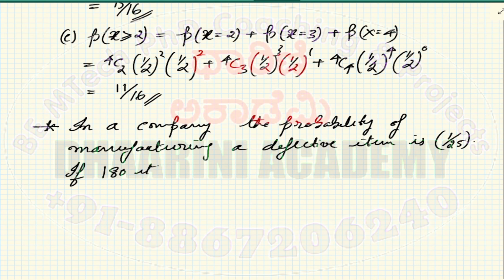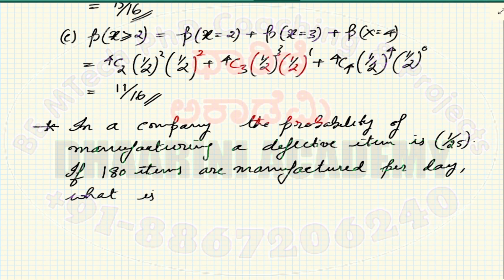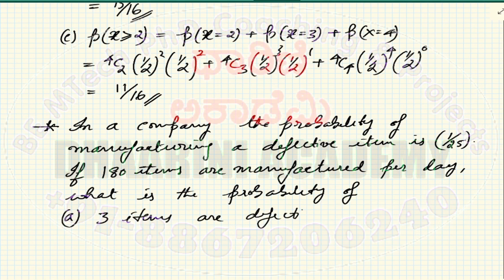180 per day. What is the probability of exactly three items are defective? Okay. Part B.